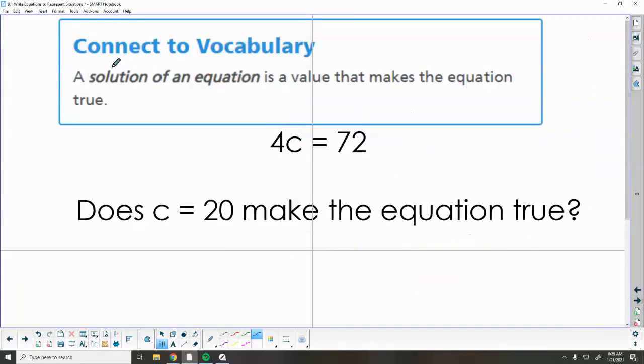So a solution of an equation is just the value. Solution is when you solve it and it makes it true. So when the value is true, we have found the solution. So let's try substituting C for 20 and see if that's true. So we know we had 4 C's and our total was 72. So if we take 4 and times that by 20, 4 times 2 is 8 with a 0.